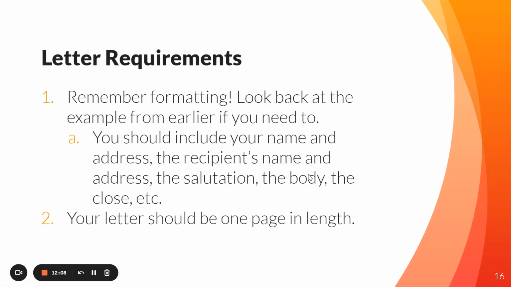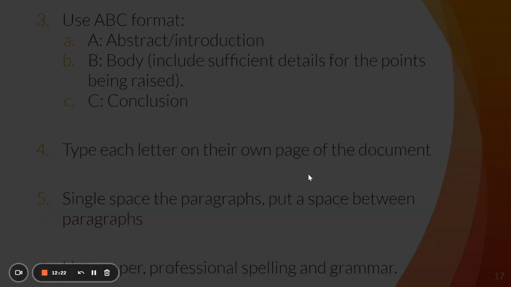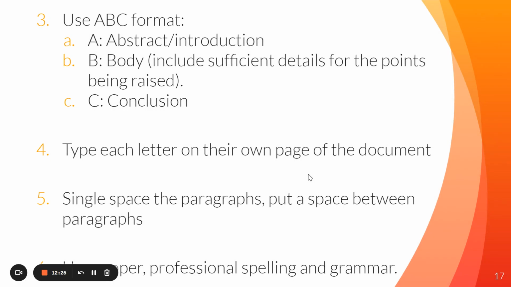Remember your formatting and look back to the letter that you saw previously in this video for help if you need it. You're going to include your name, address, the recipient's name and address, the salutation, the body, and the close. And your letter should be 1 page in length each, using ABC format: abstract, body, conclusion. You're going to type each letter on their own page of this document, single spacing the paragraphs but with a space in between, and using professional proper spelling and grammar.